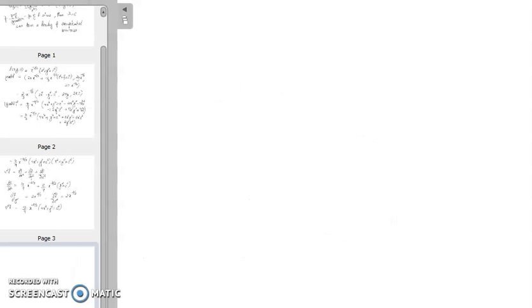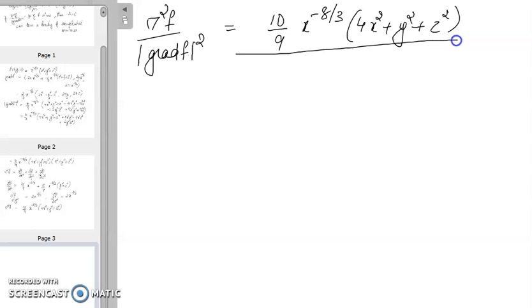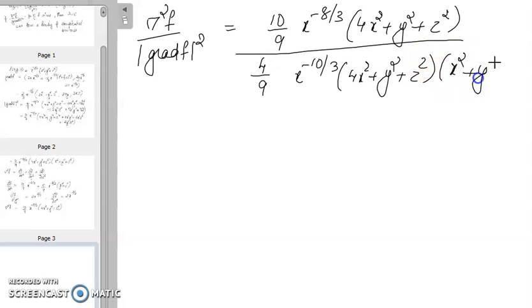So now we will take the ratio, del square f by mod grad of square. So that will give del square f 10 by 9 x raised to minus 8 by 3 4x square plus y square plus z square varum by 4 by 9 x raised to minus 10 by 3 4x square plus y square plus z square into x square plus y square plus z square വരും. അപ്പോൾ that will give us 5/2 x raised to 2/3 വരും.